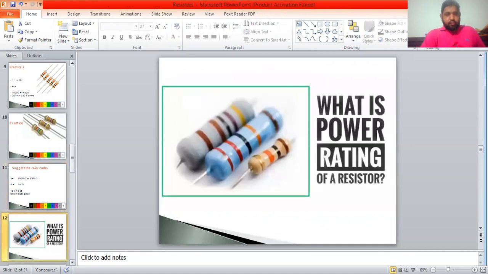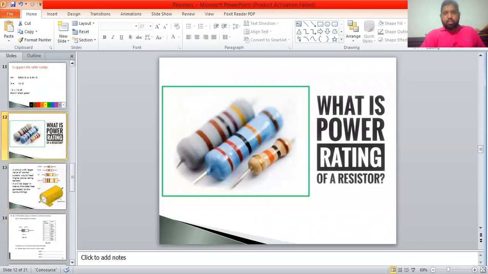Okay, next we have another thing to take care of, that is the power rating of the resistor. The size of your resistor determines its power rating. For example, you have a resistor of 100 ohms.